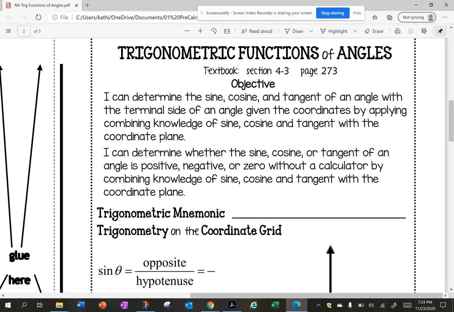I can determine whether sine, cosine, or tangent of an angle is positive, negative, or zero without a calculator by combining knowledge of sine, cosine, and tangent with the coordinate plane. So what's the mnemonic that we use to remember our trig, sine, cosine, and tangent? It is SOHCAHTOA. This helps me remember that sine is the opposite leg over the hypotenuse, cosine is the adjacent leg over the hypotenuse, and tangent is the opposite leg over the adjacent leg.